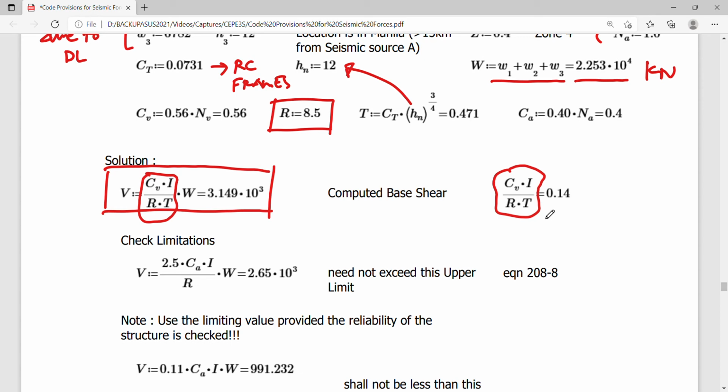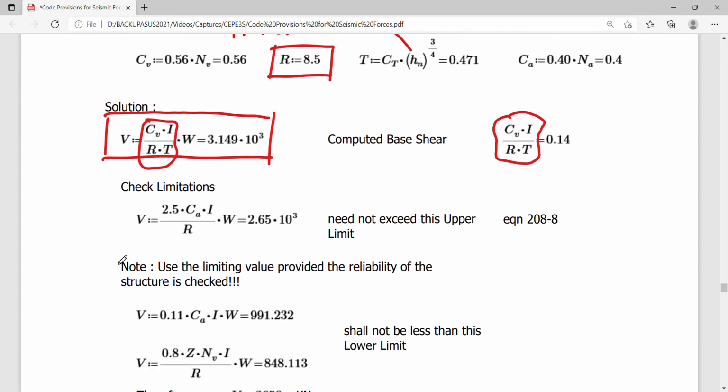In simple terms, we can say that the lateral force that will be placed on the building in terms of earthquake is simply 14% of its weight. Okay, so that's what this 0.14 factor gives you, some indications about the lateral base shear force.